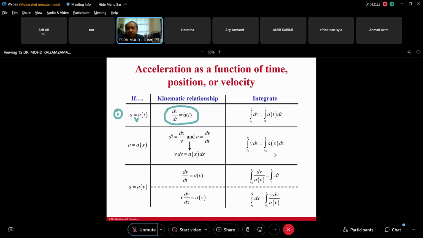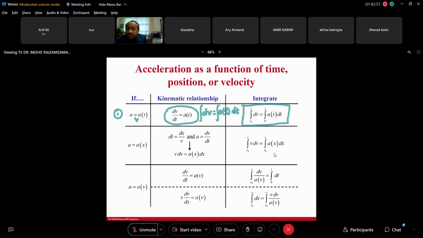Now, class, let's say we ask you, based on this formula, can you get the velocity? What you can do, class, is rearrange so that by the end you get it in the form of this. It means that dv is equal to A as a function of time dt. Okay, so class, can I integrate both sides? Yes or no? Can I integrate both sides? Yes.